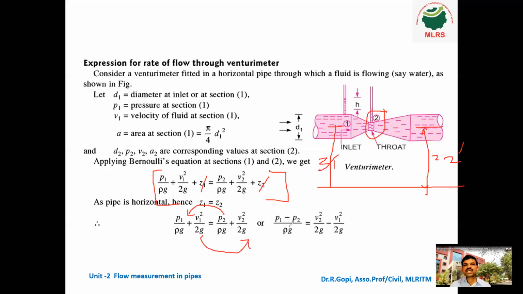Now rewrite the equation. Here rho g and here rho g are both common. So P1 minus P2 by rho g. This P2 will go to this side; here plus is there, so going to this side means minus. So P1 minus P2 by rho g equals V2 square divided by 2g minus V1 square by 2g, since the plus V1 square by 2g comes to this side, meaning minus. Okay.